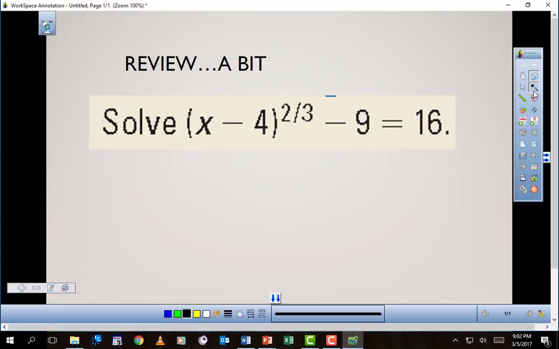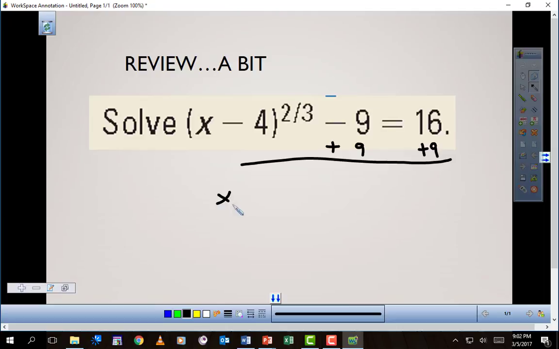And the first thing you want to do before you get rid of these exponents is to move these numbers. Any loose numbers on the side we'll take care of. So I'm going to add 9. And this gives me x minus 4 to the 2/3 power. Okay, and so this would give me 25.